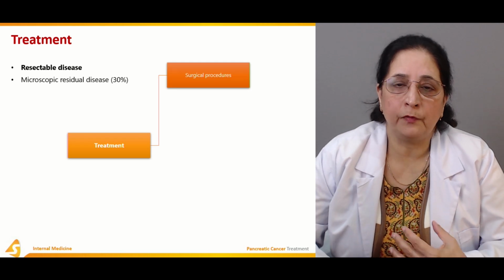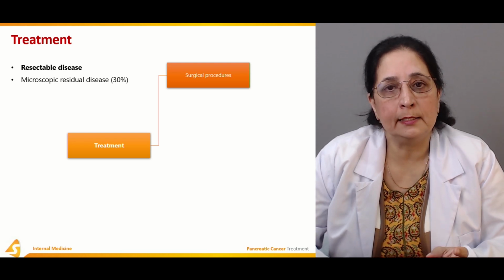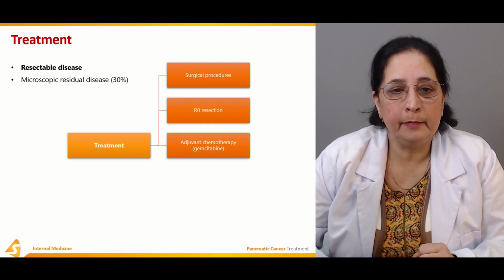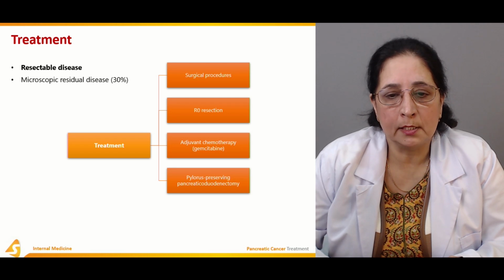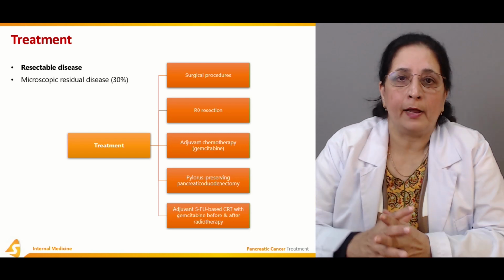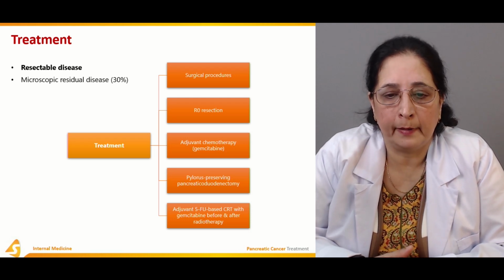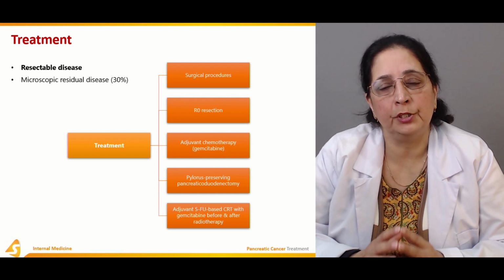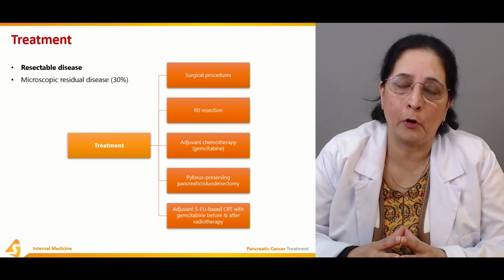The treatment options for the resectable disease, which can be resected, we can do by surgical procedures, R0 resection, adjuvant chemotherapy, which is gemcitabine, and then we have pylorus preserving pancreaticoduodenectomy, adjuvant 5-fluorouracil-based CRT with gemcitabine before or after radiotherapy.